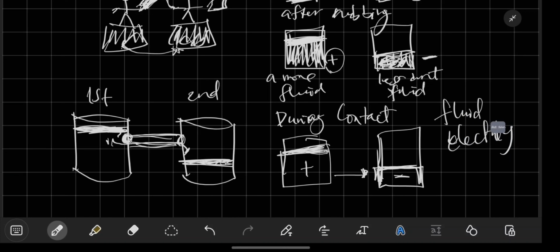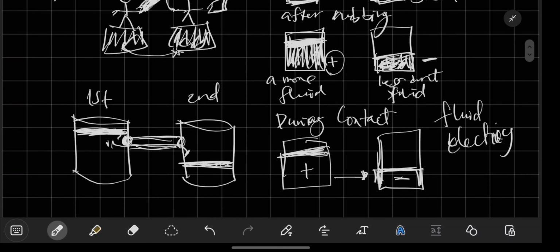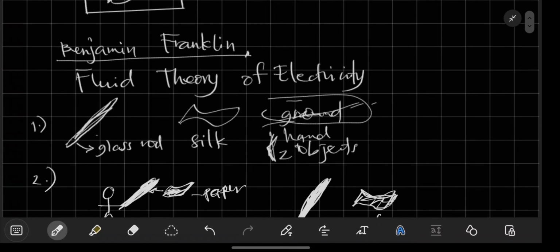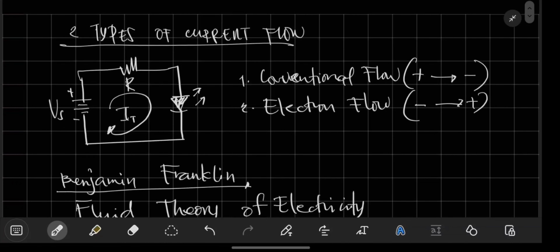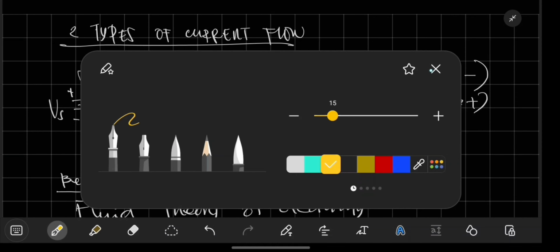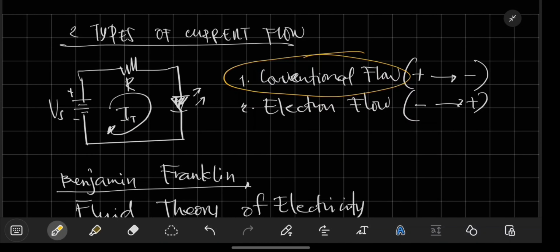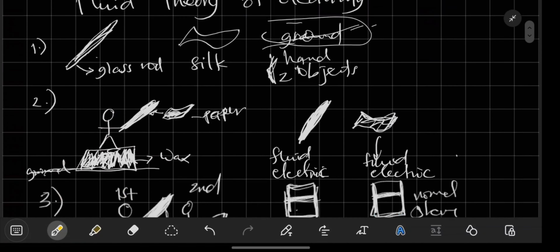That's why he proved that the flow of current or the flow of electricity is from positive to negative, or what we call the conventional flow. This one. Okay?